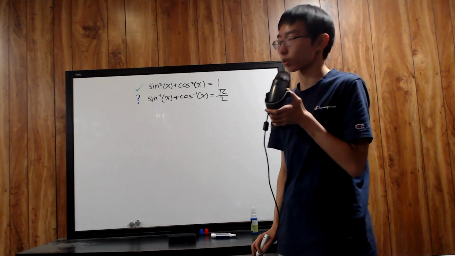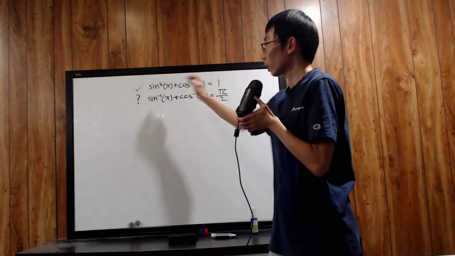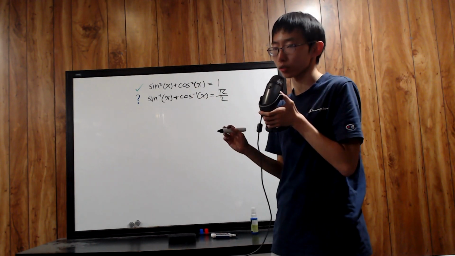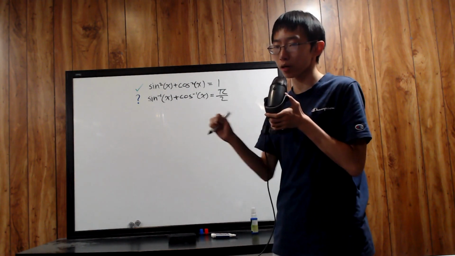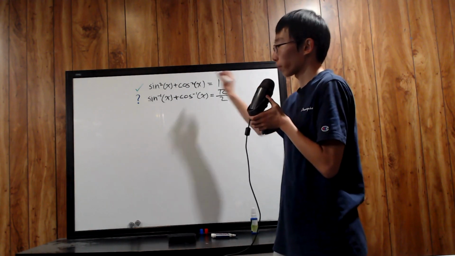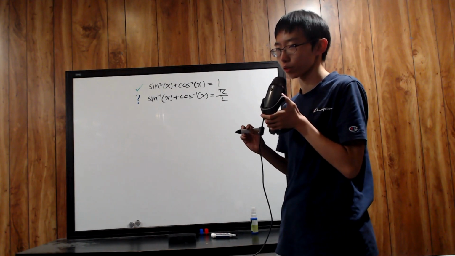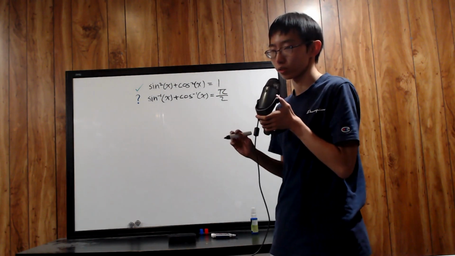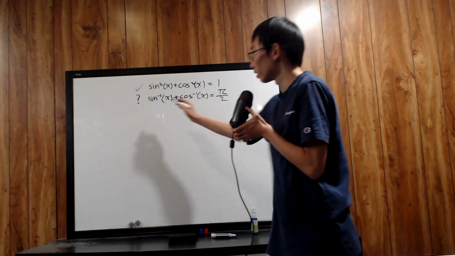You might be familiar with this identity. Sine squared x plus cosine squared x is equal to 1, no matter what x is equal to. That's the Pythagorean identity, a very well-known identity in trigonometry. Now, have you ever considered this one?